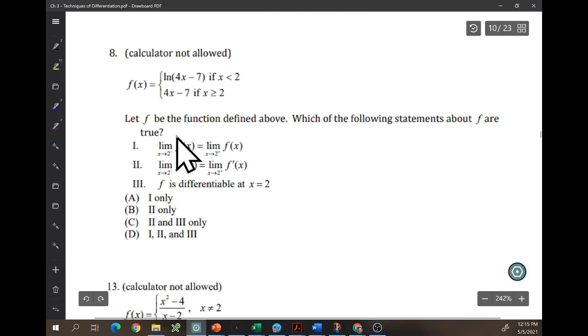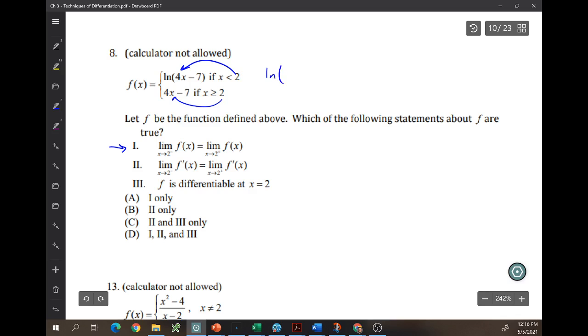Which of the following statements are true? They gave us a piecewise function. So the limit as x approaches 2 from the left equals the limit on the right. The limit of the derivative on the left is equal to the limit of the derivative on the right, and f is differentiable. So this one, number 1, is basically plugging in 2 to both of these.